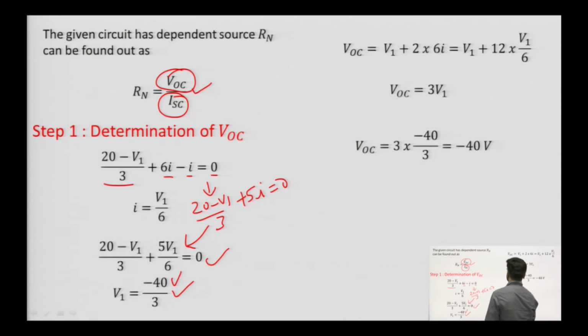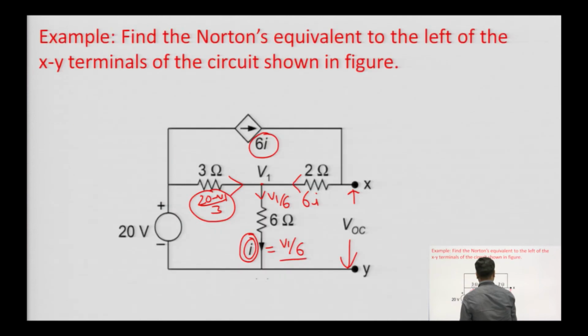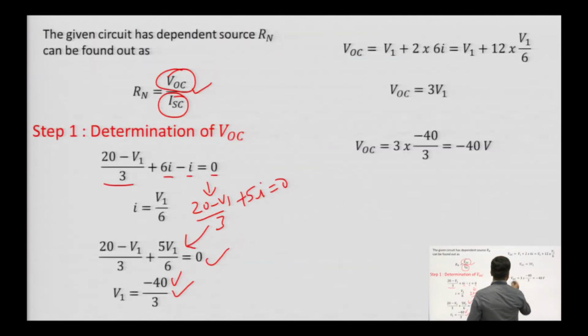So, this is the value of V1. Now, we have got the value of V1. Now, what will be Voc? Voc will be equal to V1 plus 2 into 6I.